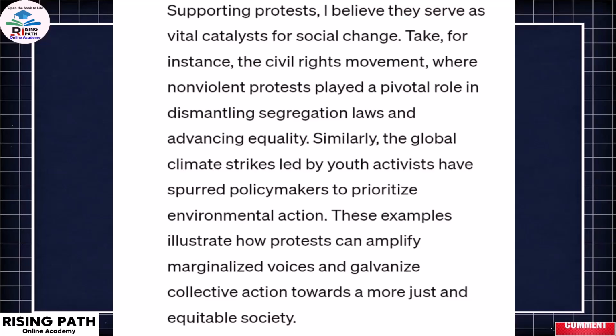As directed in the question, you are going to write either in favor of or against the protest. Here in this article, the own view is supporting protests: I believe they serve as a vital catalyst for social change. Only in this paragraph can you use the first person, but most of the time you have to be generalized. These are the 2 examples I'll take: for instance, the civil rights movement and the global climate strikes led by youth activists. You are going to focus on 1 or 2 examples to have a great impact on your examiner.